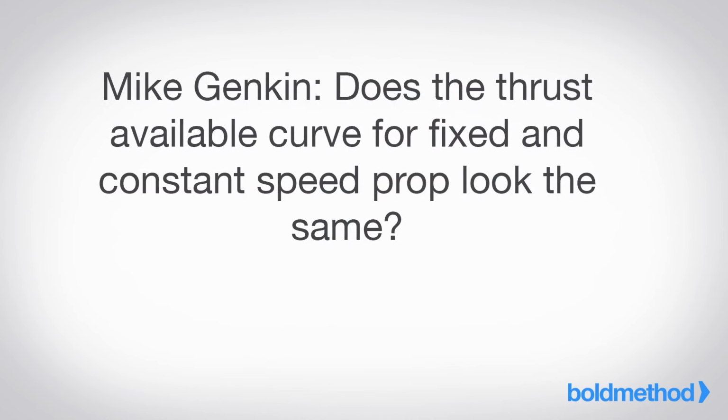Okay, next up, this one's from Mike, and that is, does the thrust available curve for fixed and constant speed propellers look the same? It looks a little bit different, and that's because a constant speed propeller is able to be efficient over a broader range of speeds. A fixed pitch propeller is going to have a faster drop-off away from its optimal speed. It's not going to generate as smooth a decrease in thrust, but they all go down. So they all have that problem of losing thrust the faster you go.